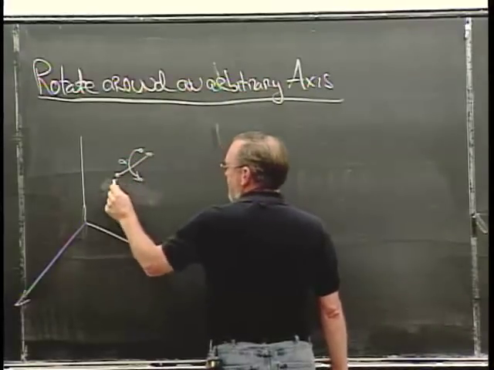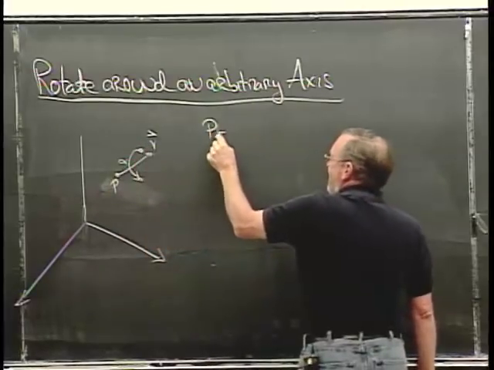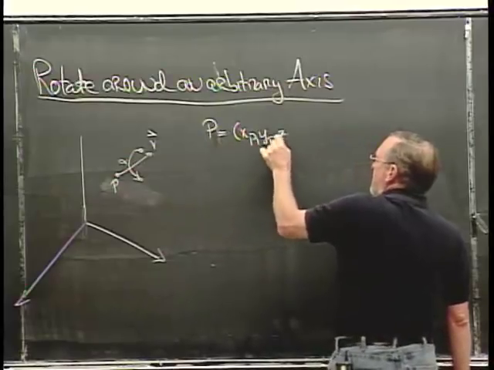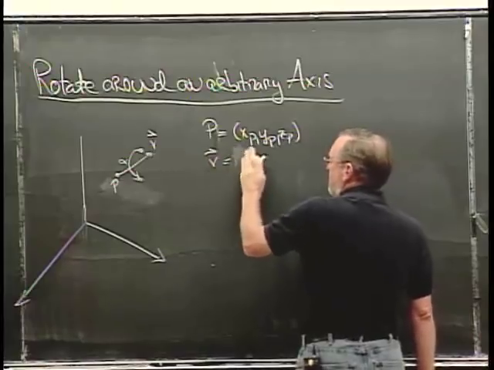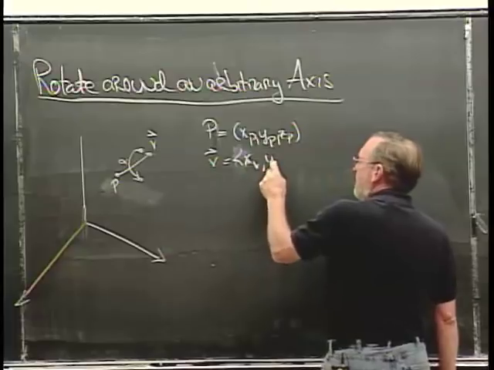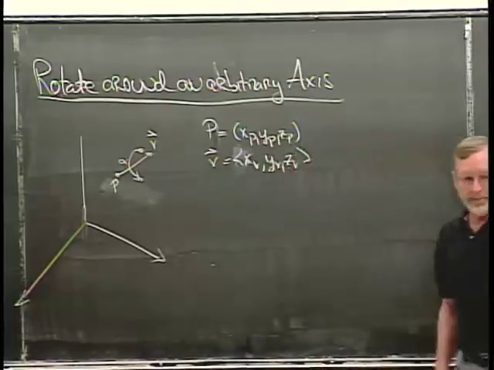Let's call it here. Here's P and here's V. Let's call the point P: XP, YP, and ZP. Let's call the vector V, I'll make brackets around it so it's a vector: XV, YV, and ZV. I'm going to need those coordinates as I go along.